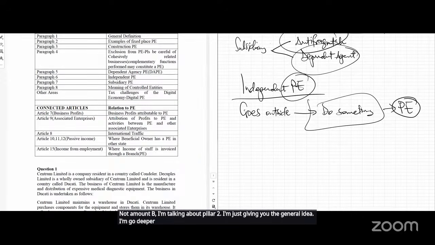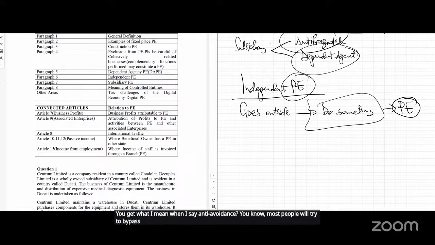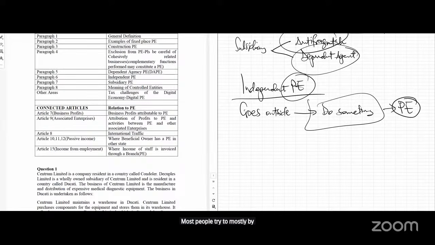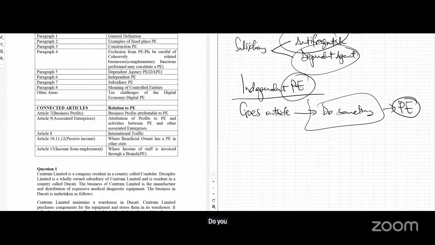Now, pillar 2 focuses more on anti-avoidance. Do you get what I mean when I say anti-avoidance? Most people will try to bypass the tax authorities, right? So here we are concerned about anti-avoidance provisions to stop people from taking advantage of these anti-avoidance rules that we know about. Do you get the idea?